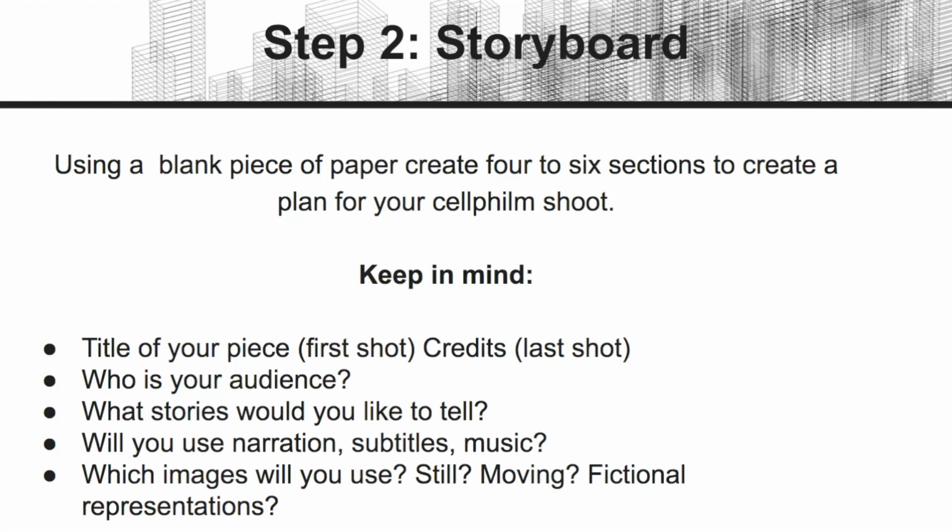So start your storyboard by grabbing a blank piece of paper and creating 4 to 6 sections to create a plan for your Cellphilm shoot. And since we're going to be using a no editing required approach, it's important to keep in mind that your very first shot will be the title of your Cellphilm. So you could either write it down on a piece of paper or on a computer screen. You can get completely creative, but it needs to be the title so your viewer knows what the title of your Cellphilm is. And of course, the very last shot is going to be the credits of your Cellphilm, who was involved, what music was included, and so forth.